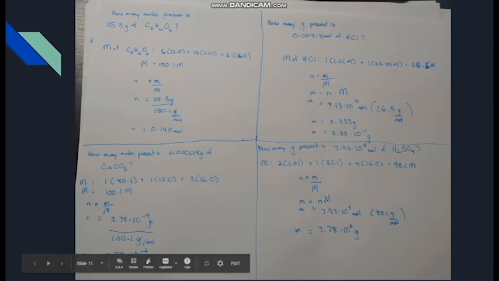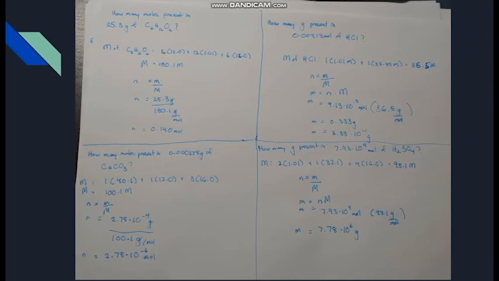Now, the equation again is n is equal to m over big M. n is going to be equal to 2.78 times 10 to the negative 4 grams divided by 100.1 grams per mole, and we get 2.78 times 10 to the negative 6 moles present in 0.000278 grams of calcium carbonate, a very small number of moles. Final example we have, how many grams are going to be present in 7.93 times 10 to the 4 moles of hydrogen sulfate.